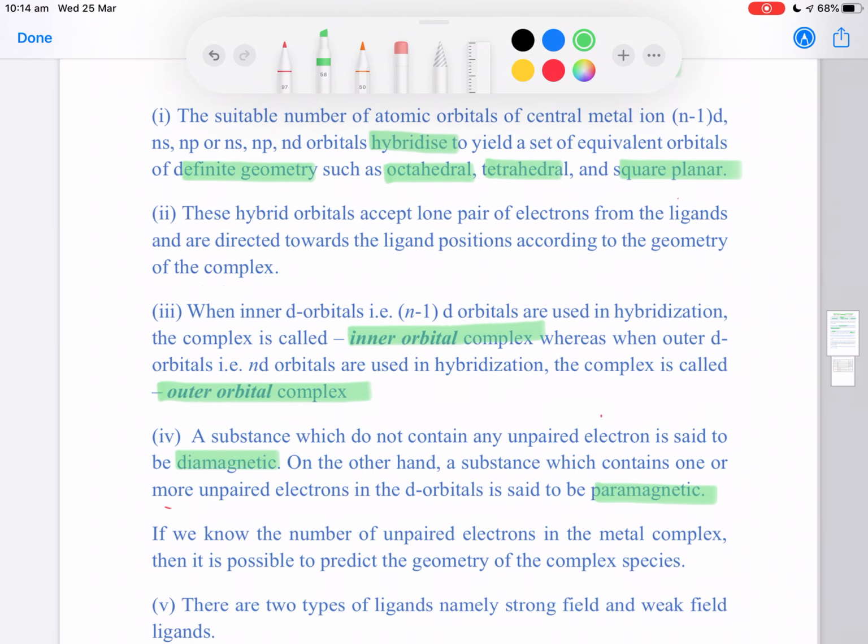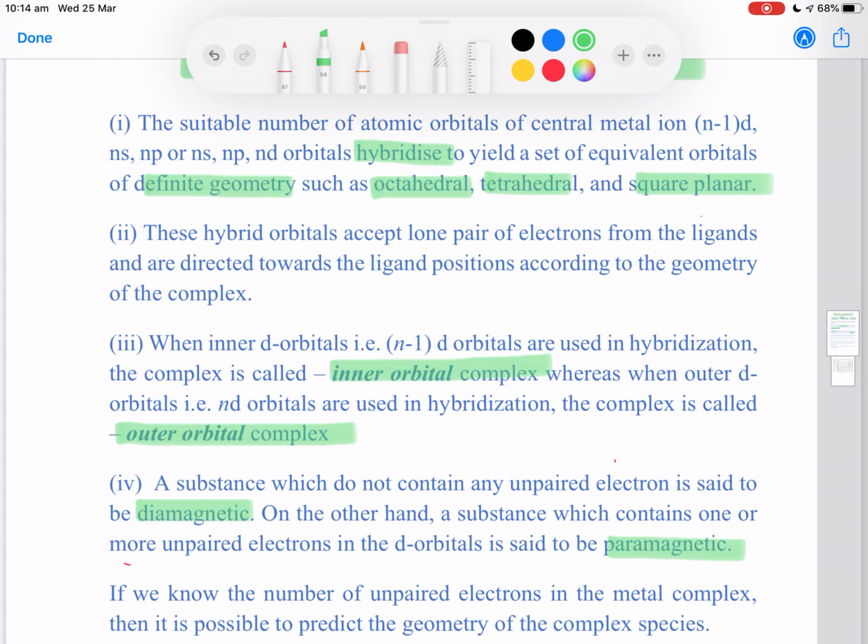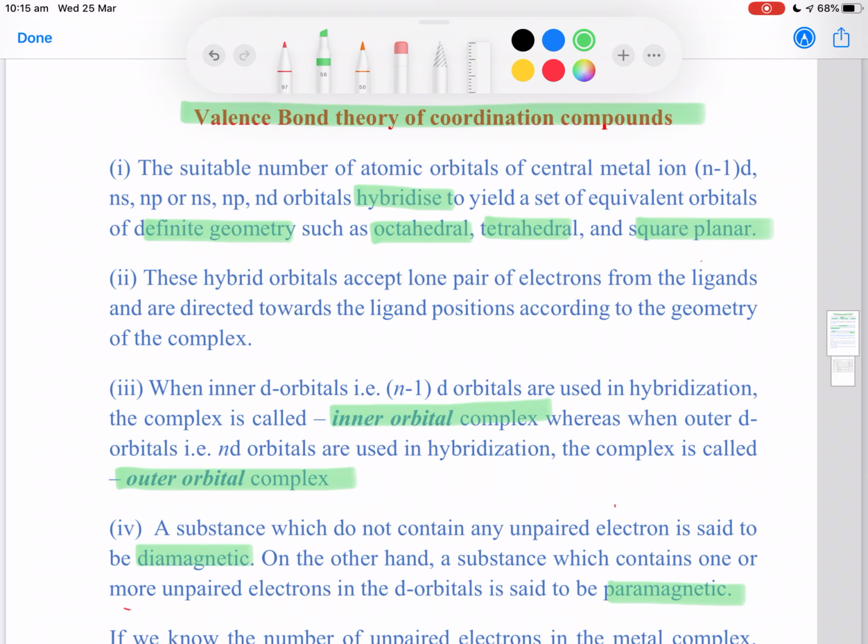But how is it possible that VBT helps us to figure out so many parameters of the complexes? There is a way of figuring out all these things that I will be talking about in my next video. But in this video, I would just like to share the postulates of VBT so that you understand how to apply VBT to find out, point number 1, hybridization. Point number 2, geometry. Point number 3, whether the complex is inner or outer. And the last point to be mentioned is magnetic behavior.